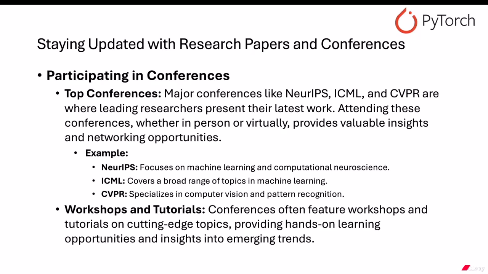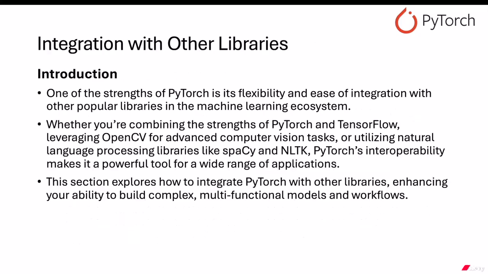Examples: NeurIPS focuses on machine learning and computational neuroscience. ICML covers a broad range of topics in machine learning. CVPR specializes in computer vision and pattern recognition. Google them up and you'll know more. Workshops and tutorials. Conferences often feature workshops and tutorials on cutting edge topics, providing hands on learning opportunities and insights into emerging trends.